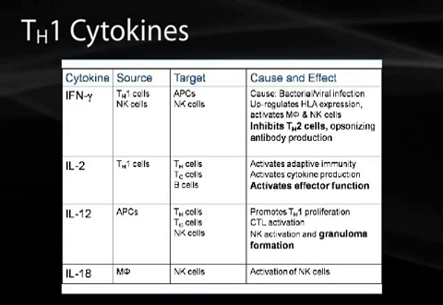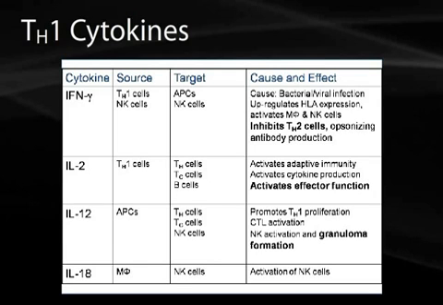Here's a table of the cytokines that are associated with Th1 type cells. These cytokines are interferon gamma, IL-2, IL-12, and IL-18. Notice the effects of each of these cytokines. Interferon gamma is important for upregulating HLA expression, activating macrophages and NK cells, and inhibiting Th2 cell production. So this again is involved in keeping that Th1 process going and not allowing the switch to Th2, or not allowing Th2 cells to become activated so that we can focus our attack.